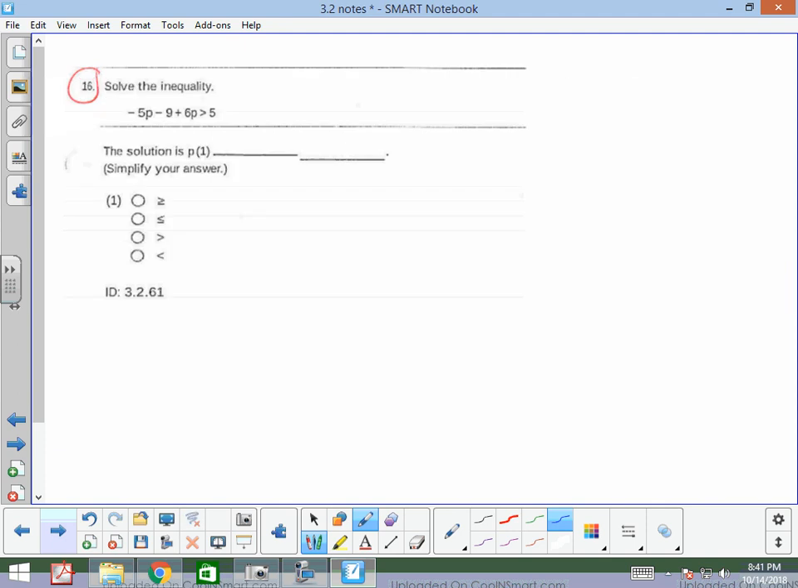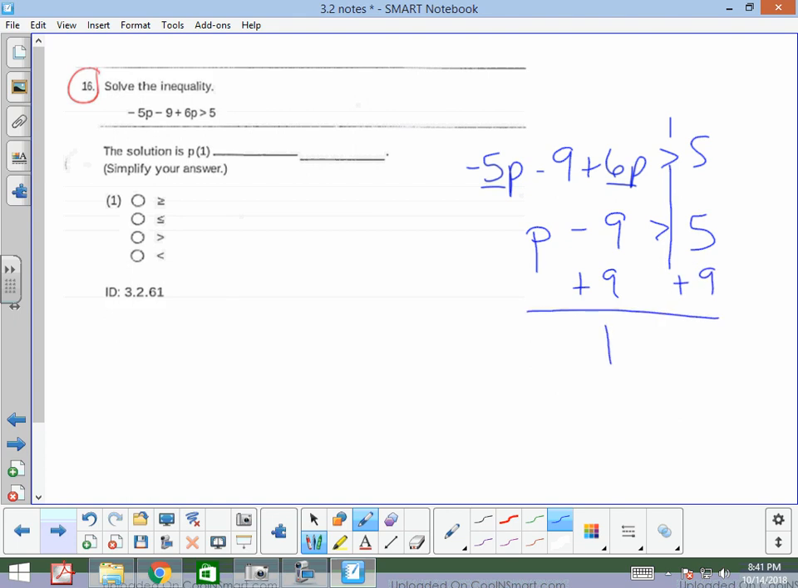All right, number 16. So on this problem, before we can solve, we need to simplify on the left side. So on the left side, we have like terms, -5p plus 6p. That is 1p, but again, we don't write the 1 because it's not simplified, because 1 times p is p. Now we're solving for p, so we're going to add 9 to both sides. So p is greater than 14. So again, you have that pull down menu. We're going to click on greater than, and then we're going to type 14.